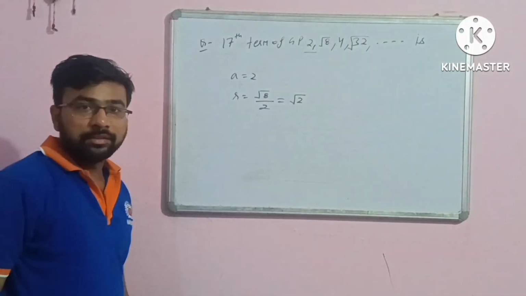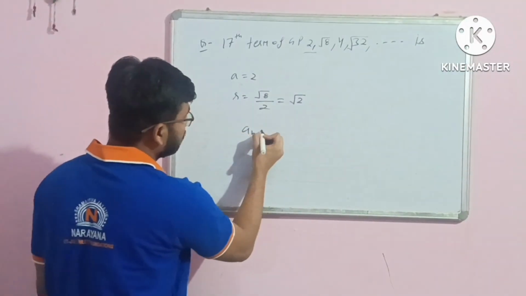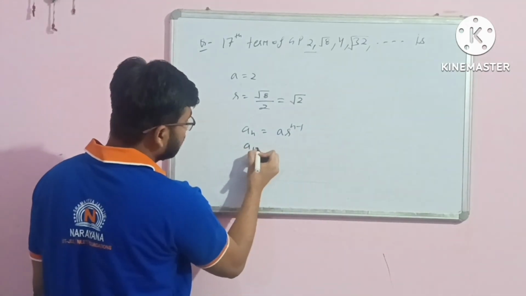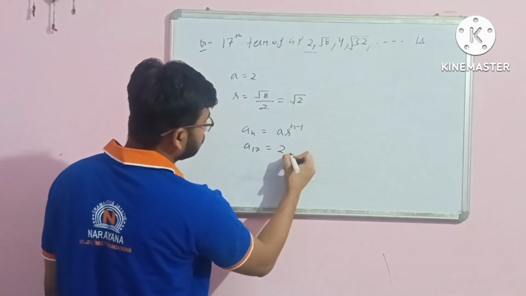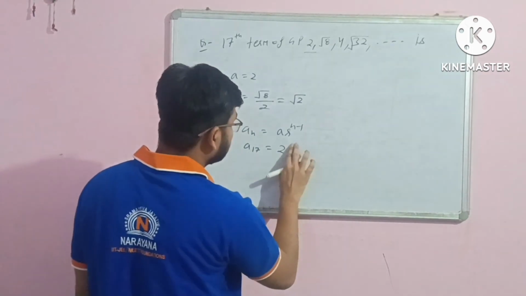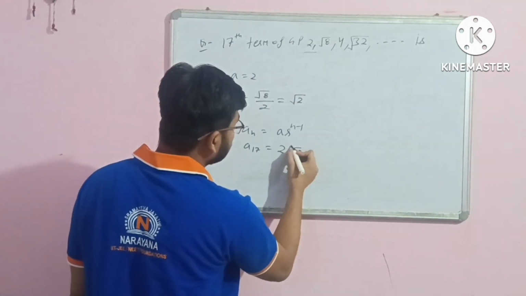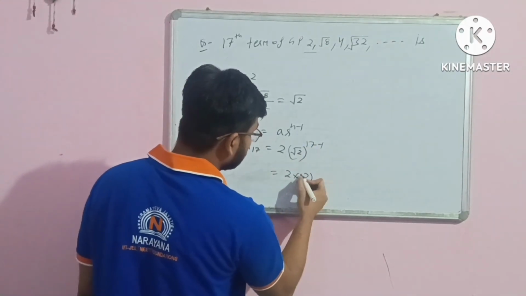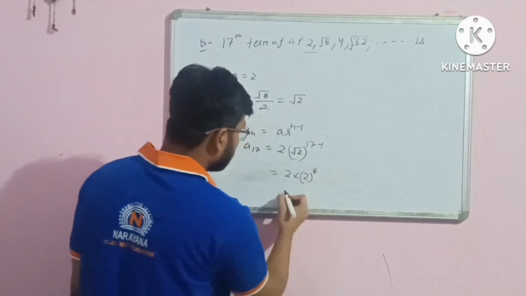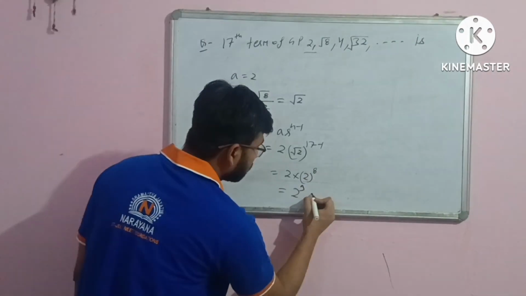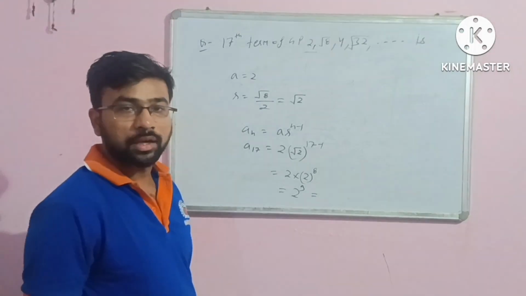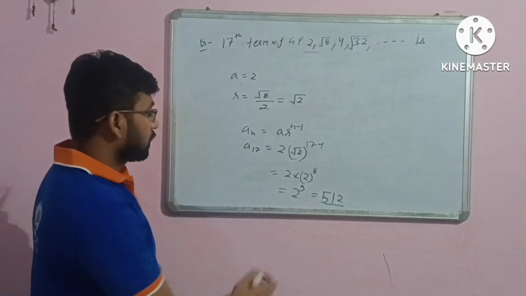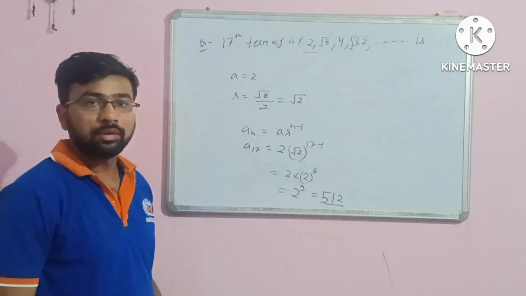What is the formula for the nth term of a GP? a n is equal to a r to the power n minus 1. So a17 is 2 into root 2 to the power 17 minus 1, so we get 2 to the power 9. So 2 to the power 9 becomes equal to 512, which is the answer. So 512 is the 17th term of this GP.